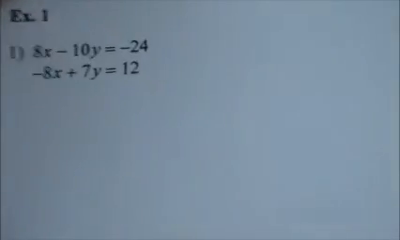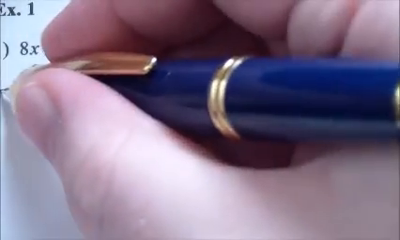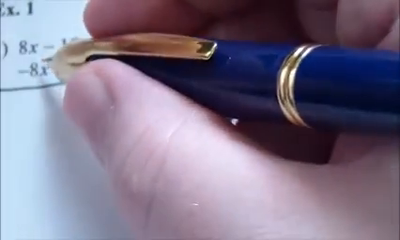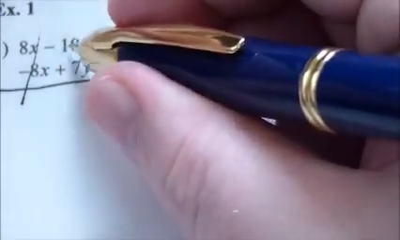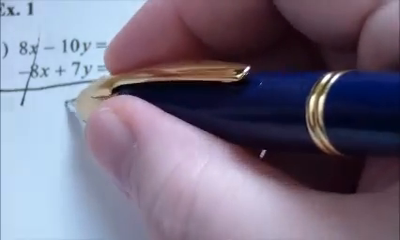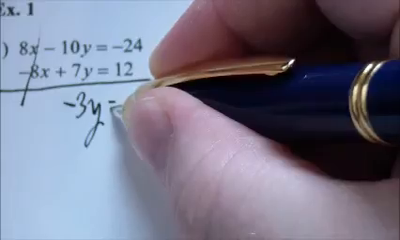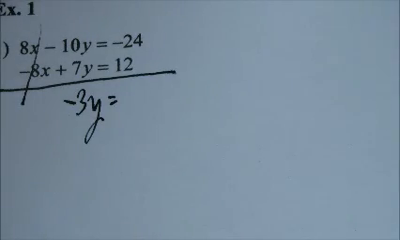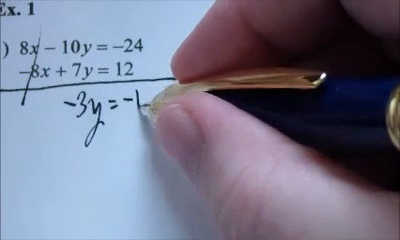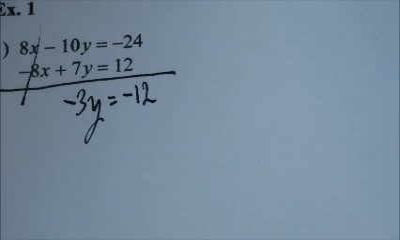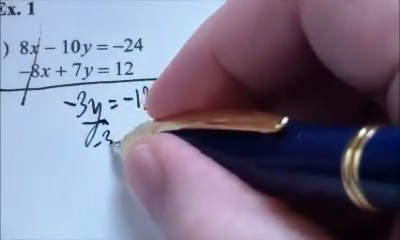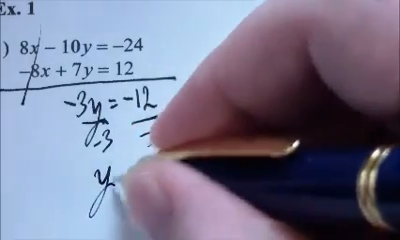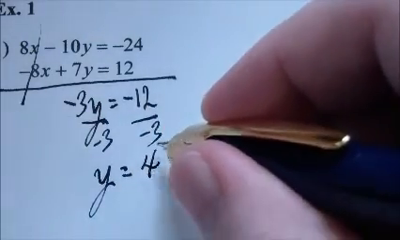Let's zoom in a little bit. So let's draw a line and combine them. 8x added to a negative 8x, these two cancel. Negative 10y plus positive 7y is negative 3y. And then we have negative 24 plus 12, negative 12. We want to get y by itself as always, so let's divide by negative 3 on both sides. y is equal to 4.